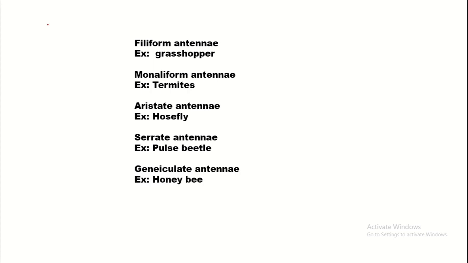Filiform antennae are present in grasshopper. Moniliform antennae are present in termites. Aristate antennae are present in housefly. Serrate antennae are present in pulse beetle. Geniculate antennae are present in honeybees.